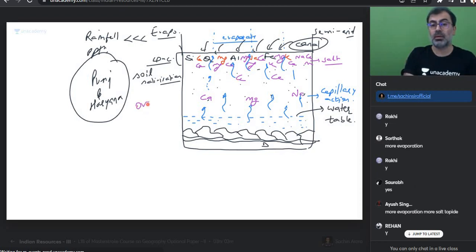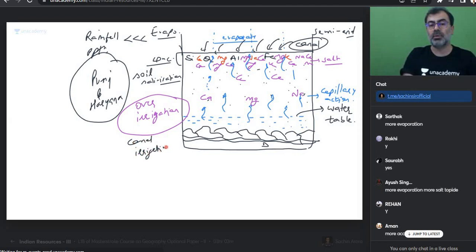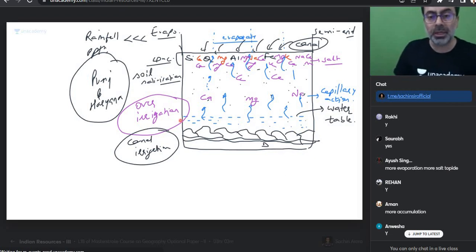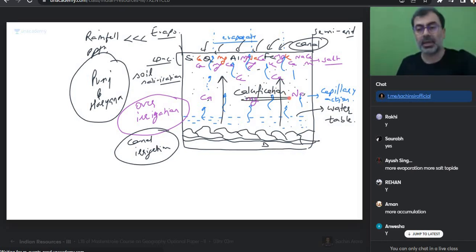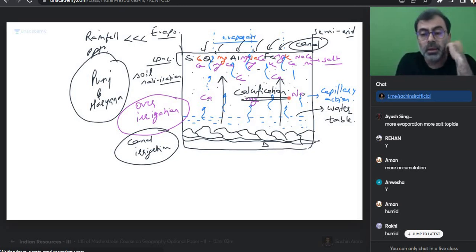So by mistake, or let's not say by mistake, because of the compulsion of growing high yielding varieties, they went for over irrigation, and over irrigation created problems. They created canal irrigation. Big problem or not? Is everyone okay? This process is the opposite of leaching, and the name of this process is calcification. Calcification happens where? In dry areas. So Punjab and Haryana have the problem of calcification. Please do not take them as leaching. Leaching happens in which areas? Humid areas where there is net downward movement of water. Clear?